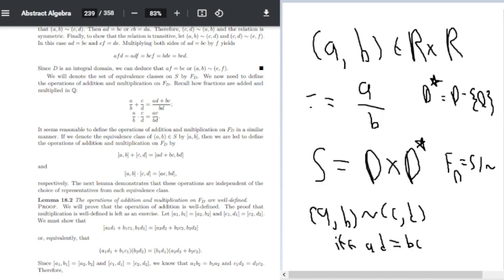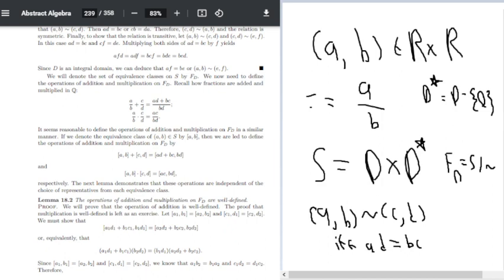Recall how fractions are added and multiplied in Q: a/b + c/d is equal to (ad + bc)/bd, and a/b times c/d is equal to ac/bd. It seems reasonable to define the operations of addition and multiplication on FD in a similar manner. If we define the equivalence class of (a, b) in S by [a,b], then we are led to define the operations of addition and multiplication on FD by [a,b] + [c,d] = [ad + bc, bd], and [a,b] times [c,d] = [ac, bd], respectively.